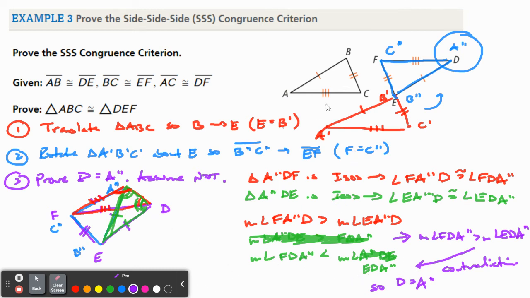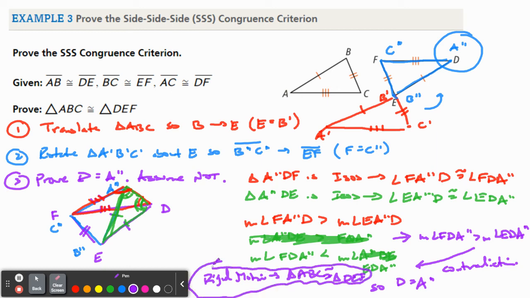So all three vertices line up. There is a rigid motion, which means that triangle ABC is congruent to triangle DEF, and side, side, side is good enough, and that's all we need.